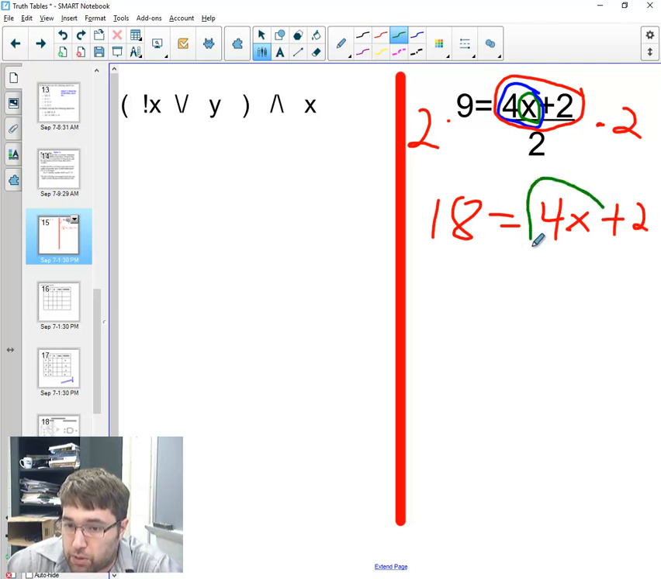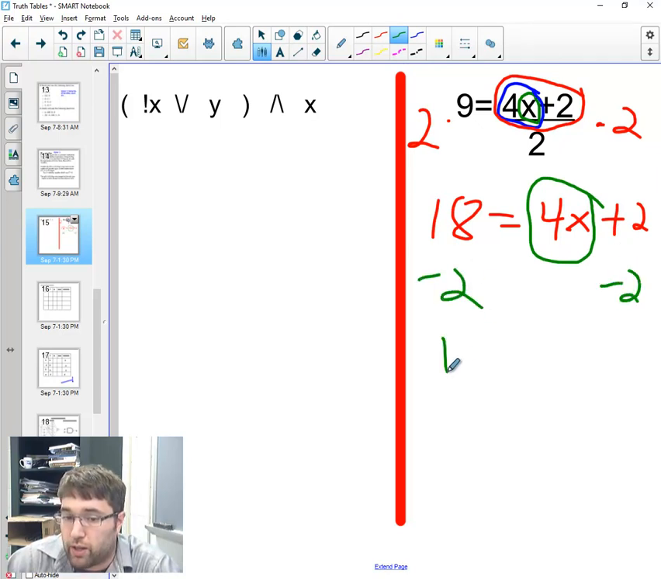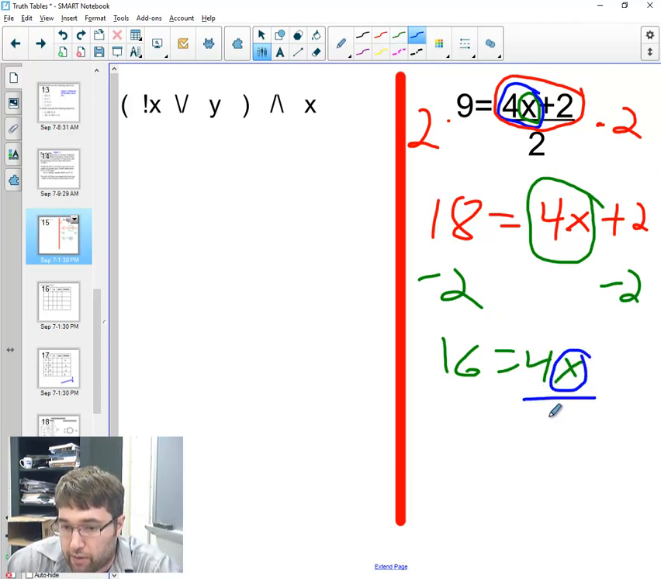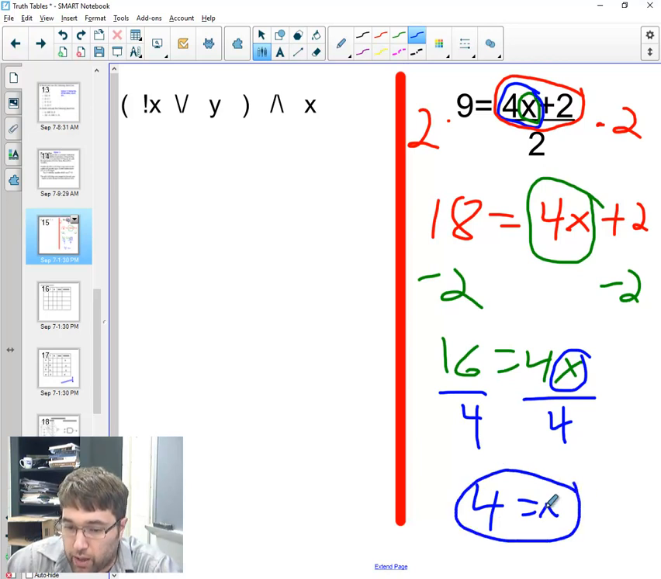So we circle the variable, simplify this down to one variable. We take care of the hater, which is the positive 2. So we subtract 2 from both sides. We get 16 equals 4x. And then again, we circle the variable, take care of the hater, divide by 4, because the opposite of multiplication is division. So we divide both sides by 4, we get 4 equals x. That's how we do it in math class, right?